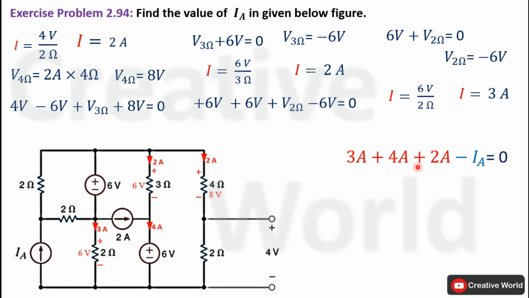Add these values together, their sum will be equal to 9 ampere, and place this minus IA on the other hand side of equal to calculate its value, that will become 9 ampere. So the value of this constant current source inside this network is 9 ampere.